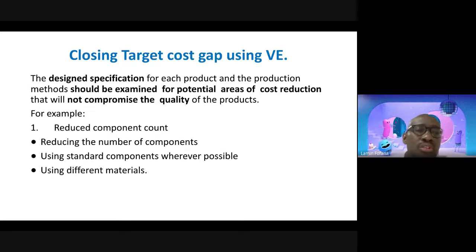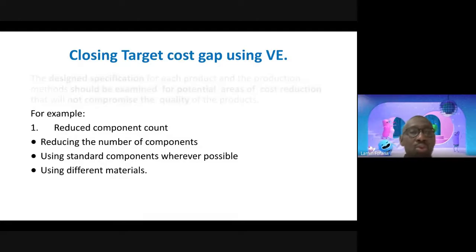Or you could replace the material. For example, with the same table, if you're using, let's say, aluminum as your tabletop, you could ask, if I replace this with plywood, is it going to affect the taste of my customers? If it will not affect the quality, you could think of replacing it with plywood, because plywood generally is likely to cost less compared to aluminum topping.